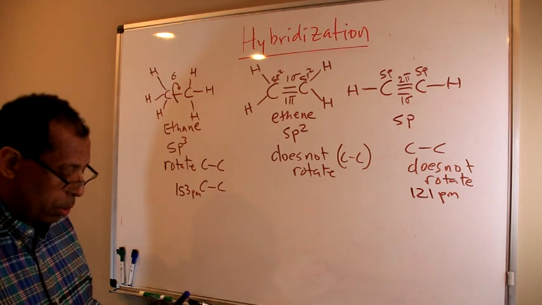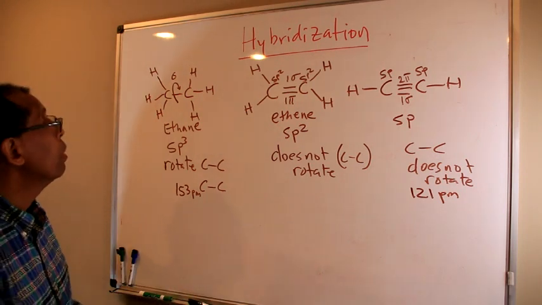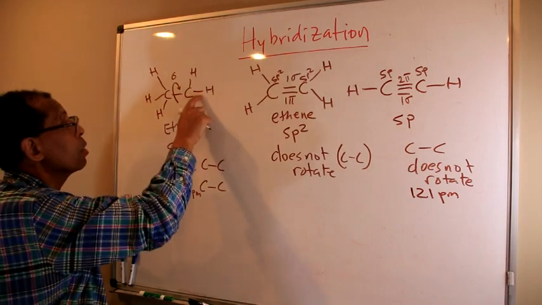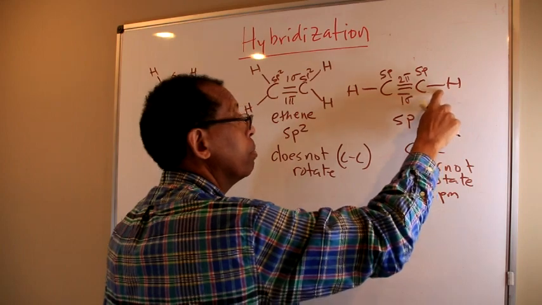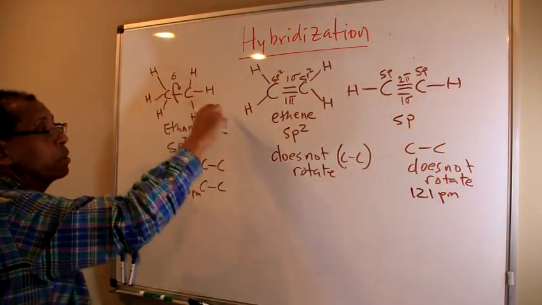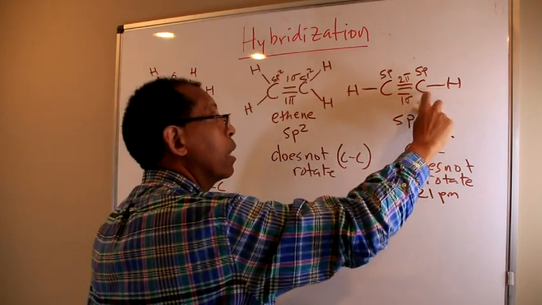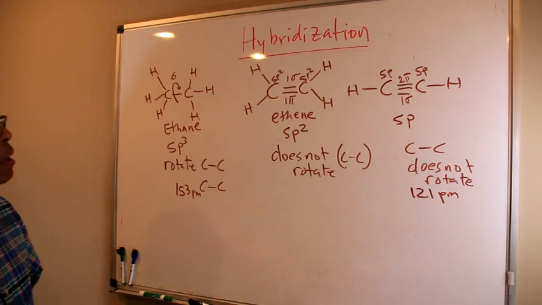So as you see, the carbon-hydrogen length also is the same. For example, here it's longer, here it is shorter, even the carbon-hydrogen bond. The carbon-hydrogen bond is much longer than the carbon-hydrogen that's attached to a triple bond. So these are some of the properties.